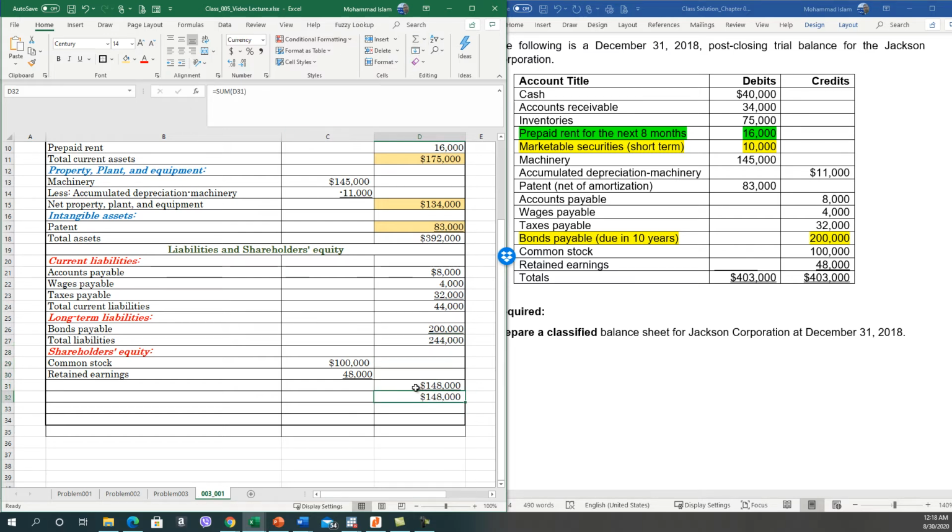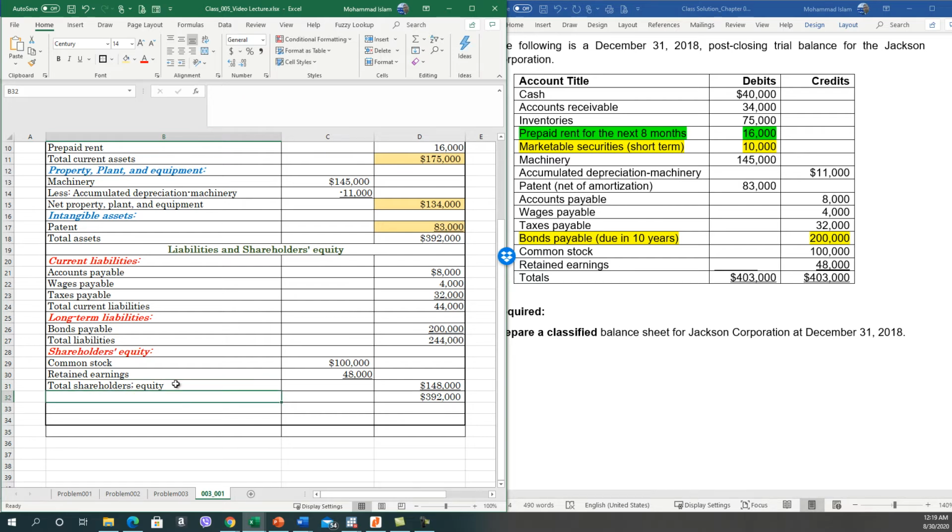How about this one? Oh no, it's not working. So the sum of these two, let's see how it calculates. No, why? So I'm using this one again, this one plus this one. Okay, now 392,000. This is our total shareholders equity.